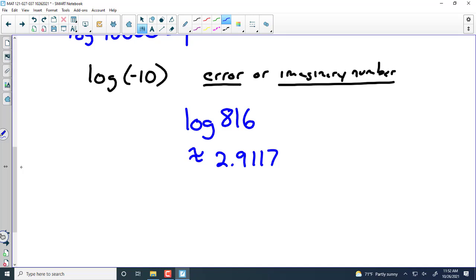Everyone, what does that 2.9117 represent? It's not just some horrible decimal on your calculator. What does it actually represent? It's the exponent. It's the exponent you would put on what? To get what? 816. That's great. So 10 to the 2.9117 is approximately equal to 816. Why do I say approximately equal? Because that's a rounded decimal. So that's not going to give you exactly 816.